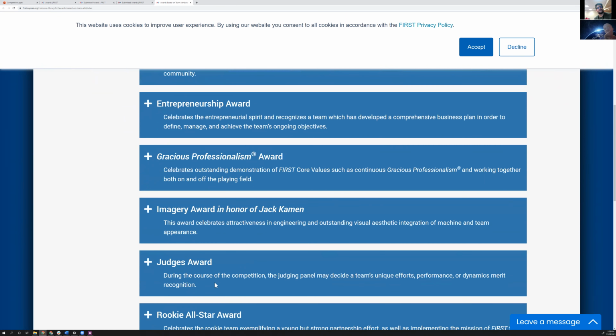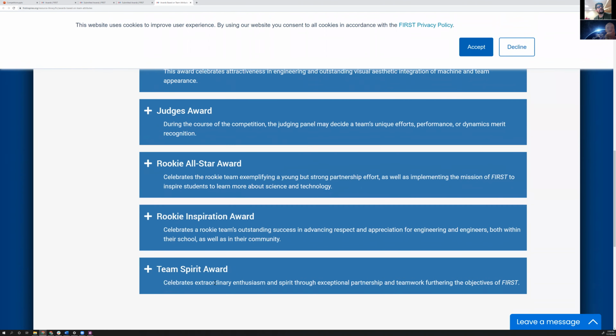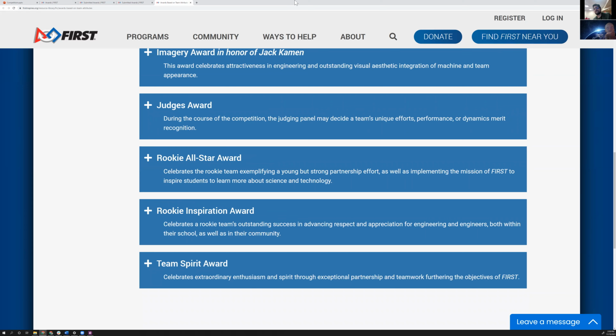Judges Award, the judging panel may decide a team's unique efforts, performance, or dynamics merit recognition. We'll skip the Rookie Awards. Team Spirit celebrates extraordinary enthusiasm. So I'm going to anticipate that our veteran students are already familiar with the awards as a whole. Our rookie students, I would recommend taking some time to look through these and familiarize yourself with them. And we can go through those a little bit further in detail if anybody has questions about them.